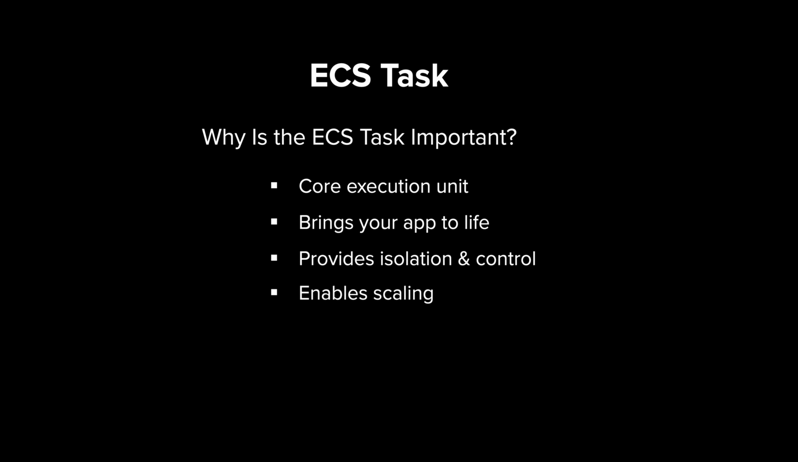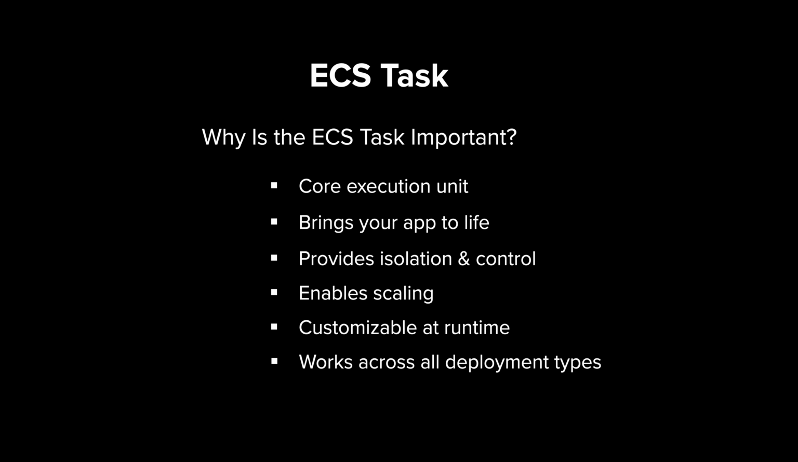Tasks also make scaling easy. Whether you need one or hundreds of instances, ECS spins up more tasks based on your task definition. You can customize each task at runtime using environment variables, secrets, or overrides. And no matter which deployment type you choose, EC2, Fargate or on-premises with ECS Anywhere, it all comes down to running ECS tasks. Plus, everything is monitorable. CloudWatch lets you track usage and behavior task by task, making troubleshooting much easier.